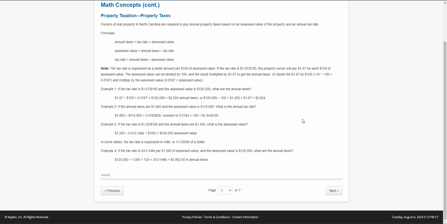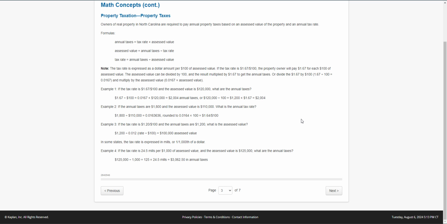Annual taxes are 1,800 and the assessed value is 110,000. So annual taxes and assessed value. So 1,800 divided by 110,000, times 100. Yeah, because you got to get it to a round number. So 1.63. Oh, if you're rounding it to the nearest second decimal.